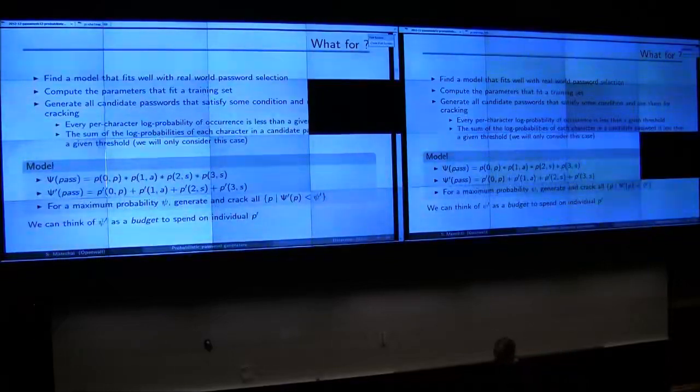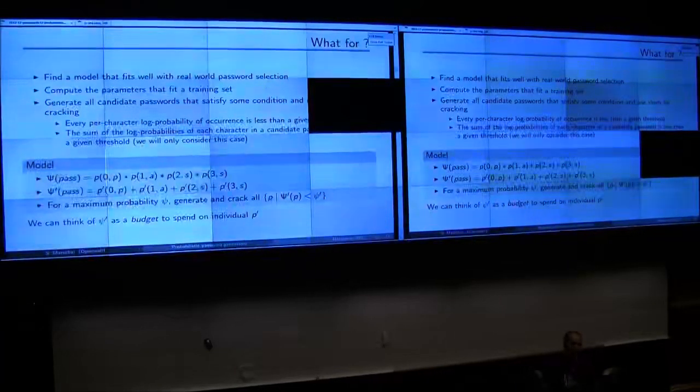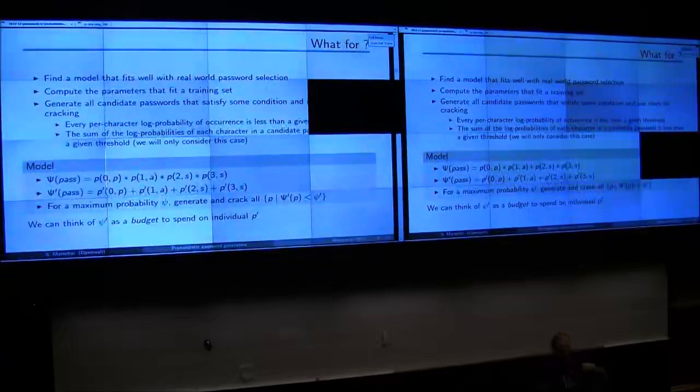And this value that I talk about, this threshold, can be understood as a budget that you spend on individual characters. That seems to fit well with the way that people choose passwords, because it means that you can either spend your budget on a few high-quality characters, which will be a short random password, or on a long low-quality password, which will be a password that is long but doesn't look really random, or something in between.